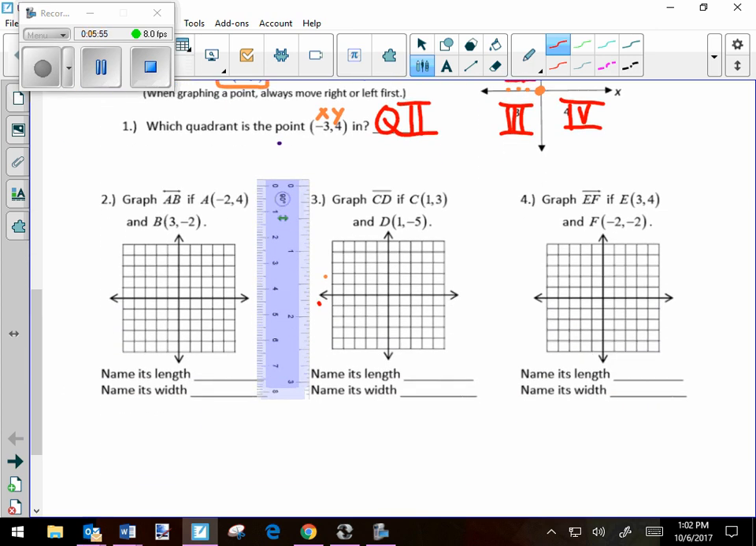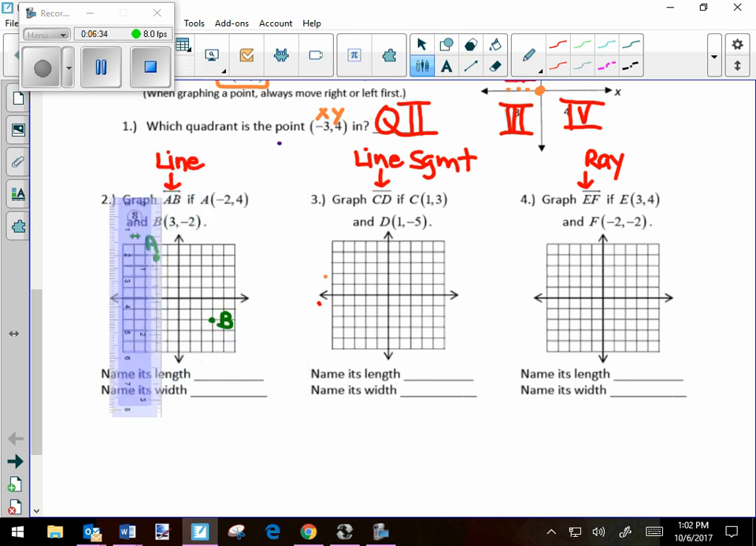In the next section, they're asking me to graph three different things. You will see, because of this notation, I am graphing a line. In the second one, because of this notation, I am graphing a line segment. And in the last one, because of this notation, I am graphing a ray. So what I'm graphing in each of these changes. For the first question, I need to plot the point -2, 4, and that point is called A. I need to plot the point 3, -2, and that point is called B. And I am going to draw a line connecting these two.